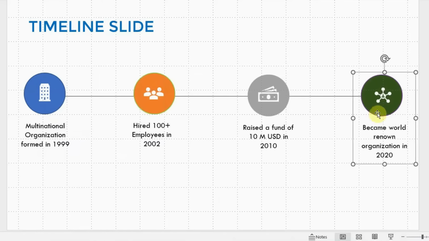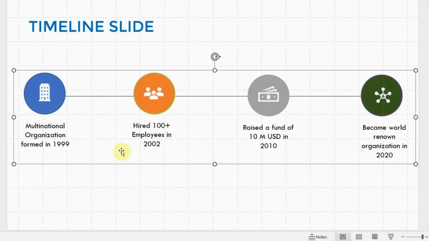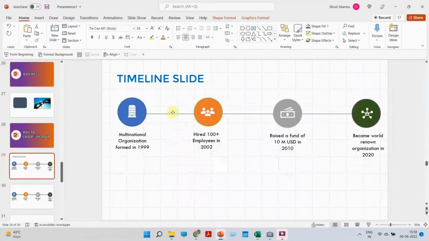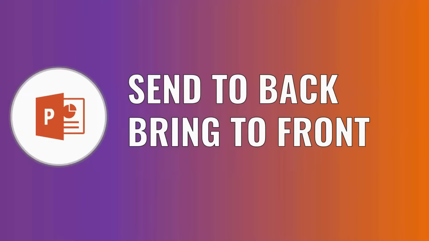All right. So once you have grouped all the elements, now they are one unit. You can also group all these together so that if you have to move them around, you can copy the entire timeline in one go. Or if you have to change the position, the entire timeline will move together. So that's the advantage of grouping and ungrouping.